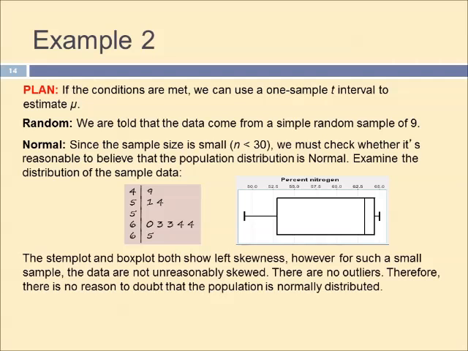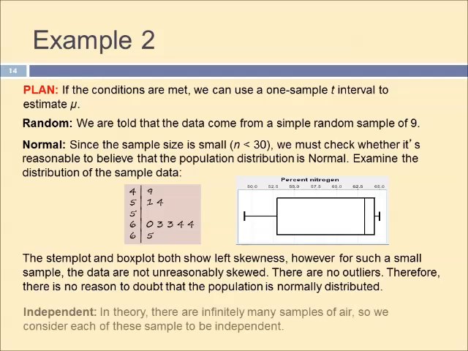So it's pretty obvious from the stem plot and the box plot that there's left skewness. But for such a small sample, the data are not unreasonably skewed. And more importantly, there are no outliers. So again, there's no reason to doubt that the population is normal. Independent? Well, in theory, there are infinitely many samples of air, so we consider each of these samples to be independent. That's a large number.